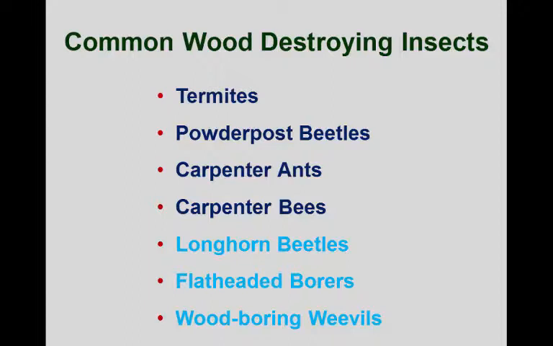There are other insects that eat the wood. That would be things like powder post beetles, but there's also some longhorn beetles, flat-headed borers, and some weevils. But then there's some other insects like carpenter ants and carpenter bees that actually use wood to build their nests. They don't actually eat the wood, but they use wood structures to build their nests, and if they have extensive enough activity, they can compromise that wood and make it unsuitable to be used for construction.